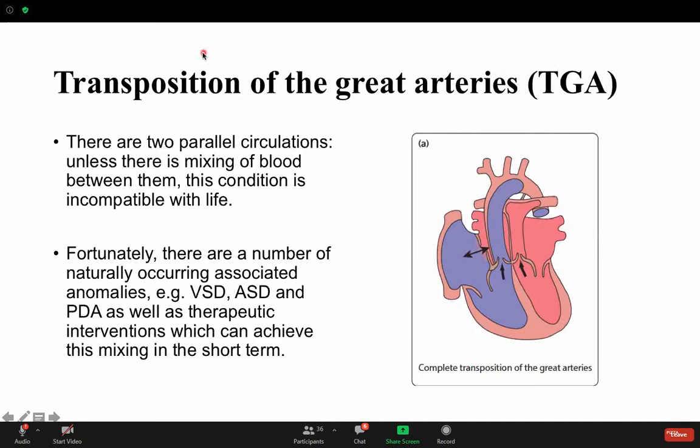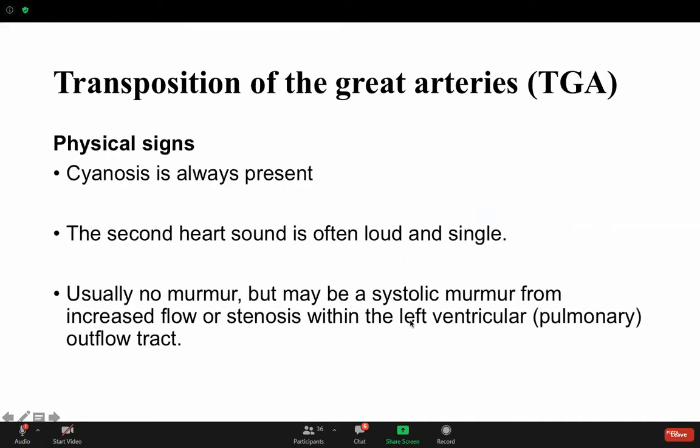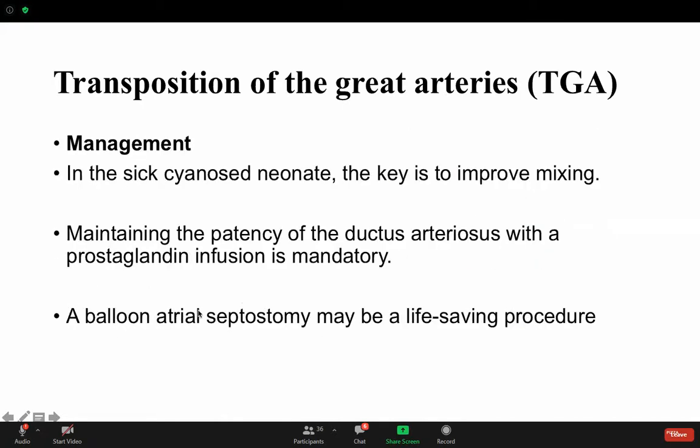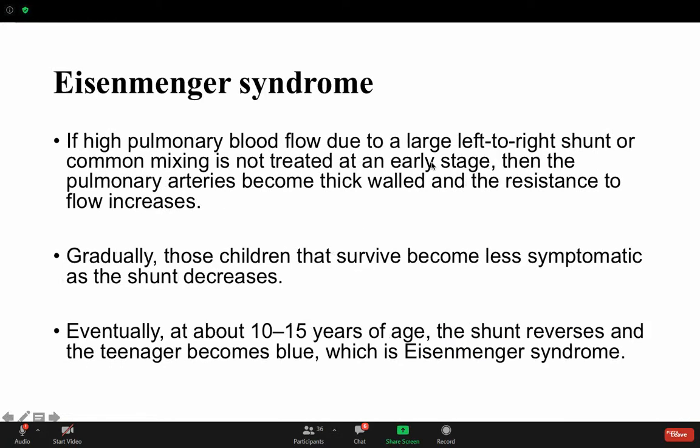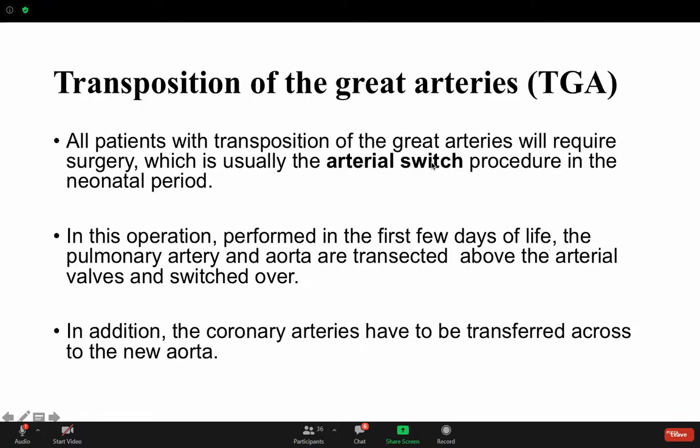This can be done as well. بس ما هو definite surgery، بس to stabilize the patient. Okay. هذه البالون atrial septostomy. في النهاية بيحتاجون what we call arterial switch. Okay. Arterial switch نعدل توزيعة الارتريز back to normal.